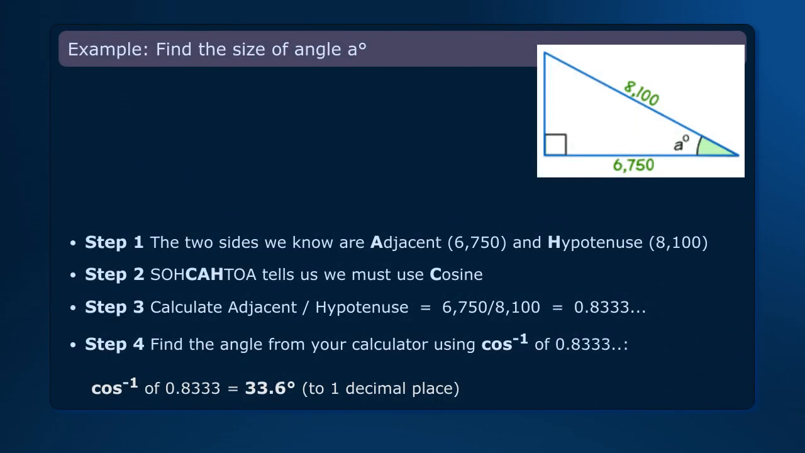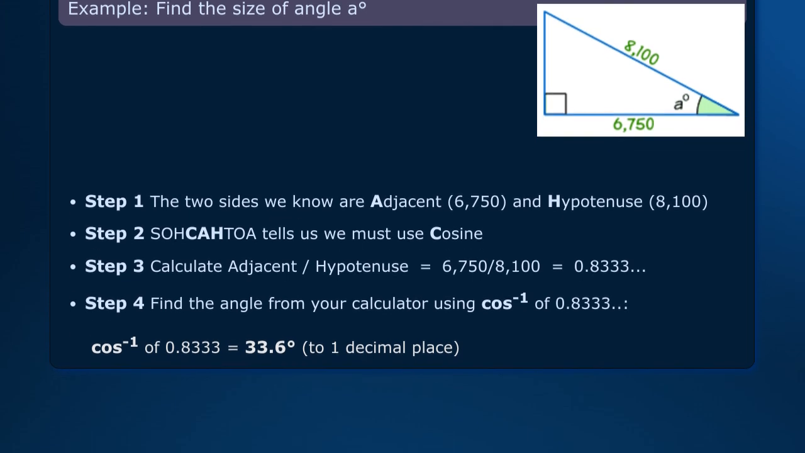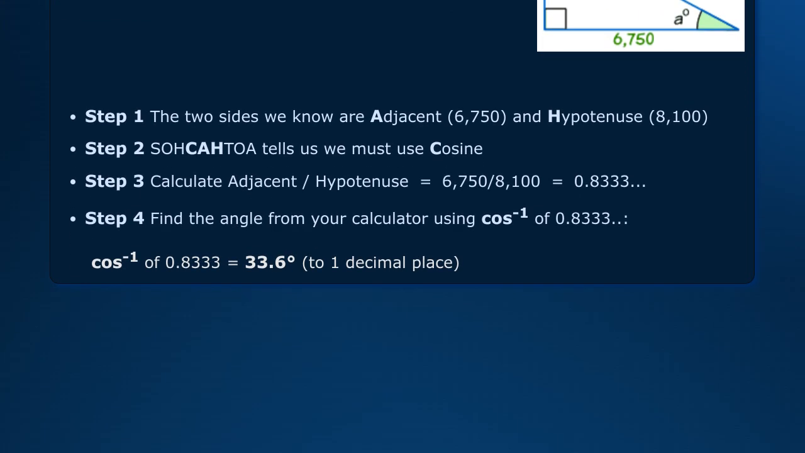Example, find the size of angle A. Step 1. The two sides we know are adjacent and hypotenuse. Step 2. SOHCAHTOA tells us we must use cosine. Step 3. Calculate adjacent divided by hypotenuse equals 6,750 divided by 8,100 equals 0.833, repeating. Step 4. Find the angle from your calculator using inverse cosine. Inverse cosine of 0.8333 equals 33.6 degrees to 1 decimal place.